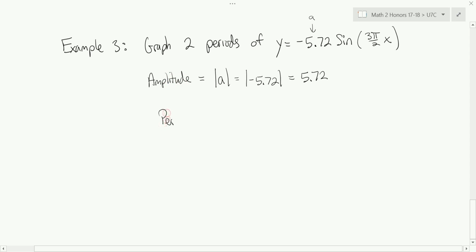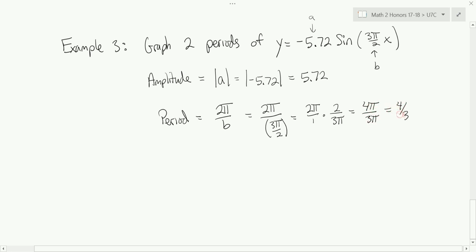Then the period of the function is 2 pi divided by b, where b is the number in front of x here. So that is 2 pi divided by 3 pi over 2. We can simplify this by writing 2 pi over 1 times the reciprocal of the denominator, so 2 over 3 pi, and getting 4 pi over 3 pi. Divide out pi from the numerator and denominator and get 4 over 3. That's our period of the function.